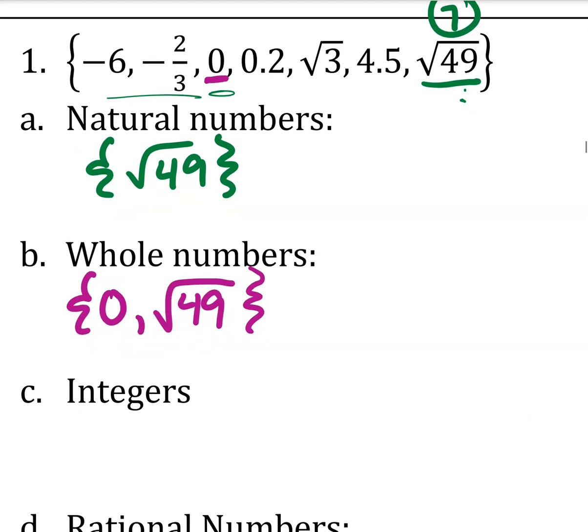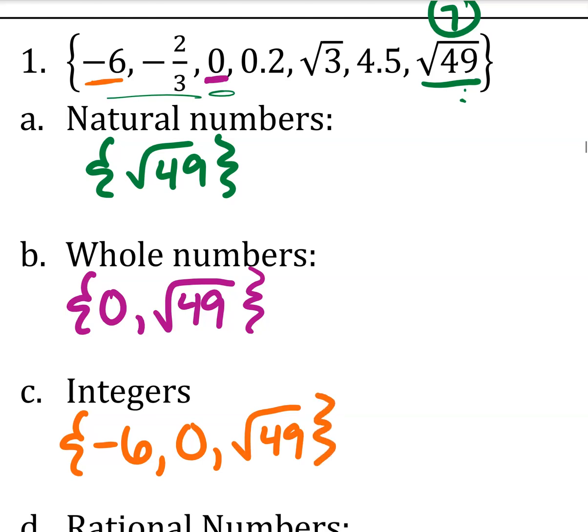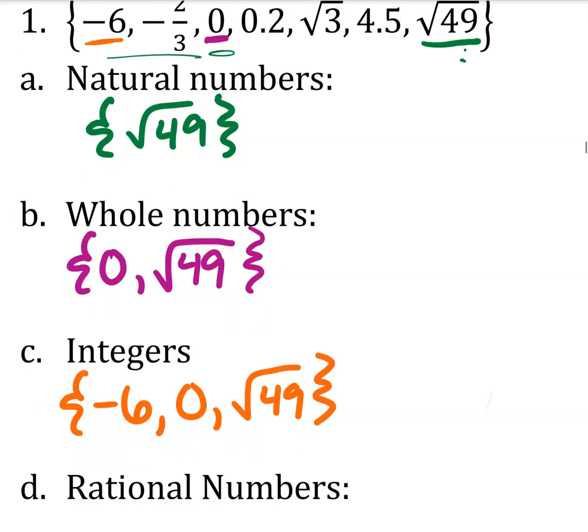Integers. So now we're talking about numbers that are like whole, but they also can be positive or negative. So now we're allowed to include the -6, because now it's on the number line, right? So I'm going to put -6. 0 is still an integer, right? Everything from my whole number section. And square root 49 is still an integer. Push enter, it would say good job.